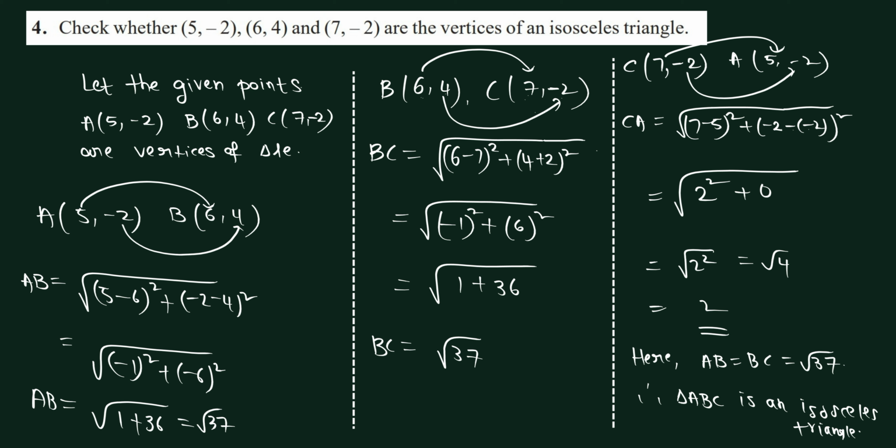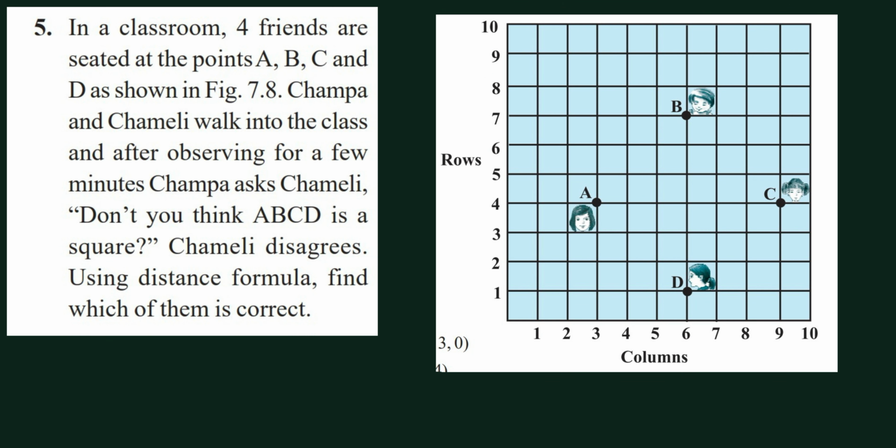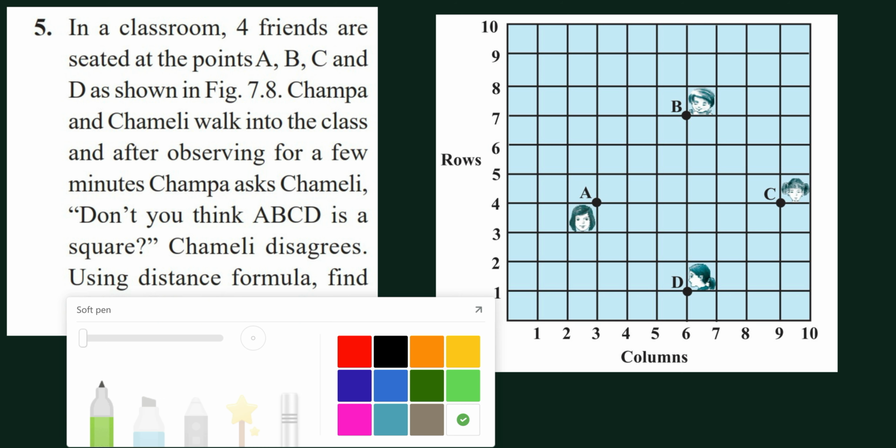In a classroom, 4 friends are seated at points A, B, C, and D as shown in the figure. Champa and Chameli walk into the class, and after observing it for a few minutes, Champa asks Chameli, "Don't you think ABCD is a square?" Chameli disagrees. Using distance formula, find which of them is correct. Okay, the given points form a square or not.